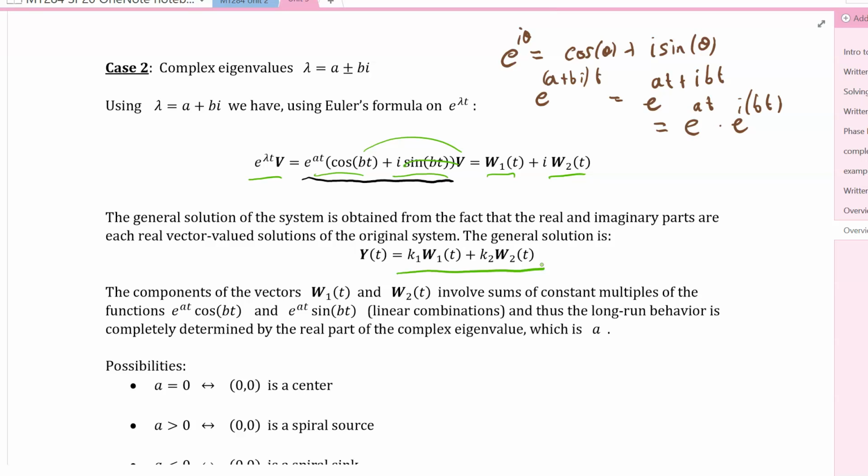And again, I'm playing up this idea about looking at the components of our vector valued function solution. The components in this case are going to be e to the at cosine of bt times numbers, plus or minus e to the at sine of bt times numbers. So again, linear combinations, sums of scalar multiples of exponentials times cosines and exponentials times sine functions. The long run behavior of our function, therefore, is going to be completely determined by the e to the at part, and therefore by the real part of the complex eigenvalue, which is a.